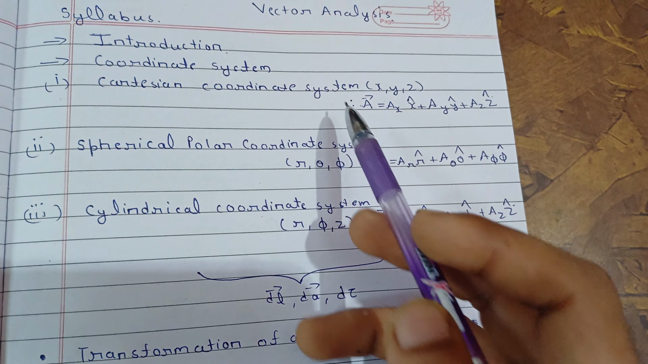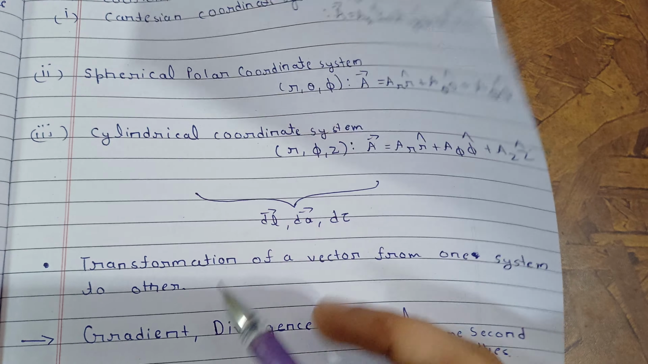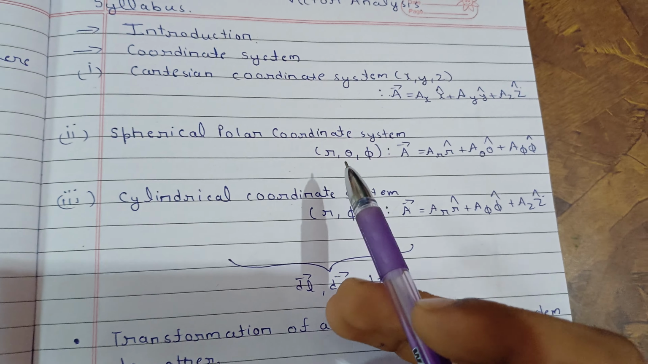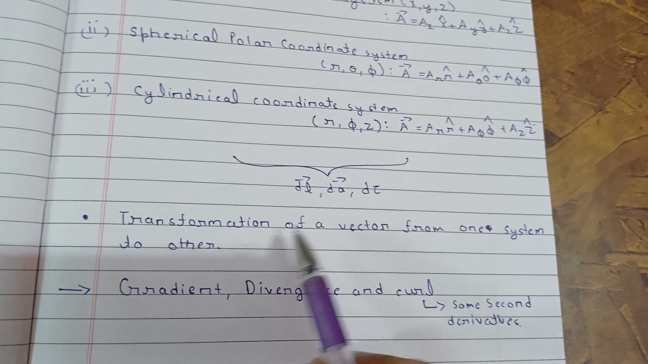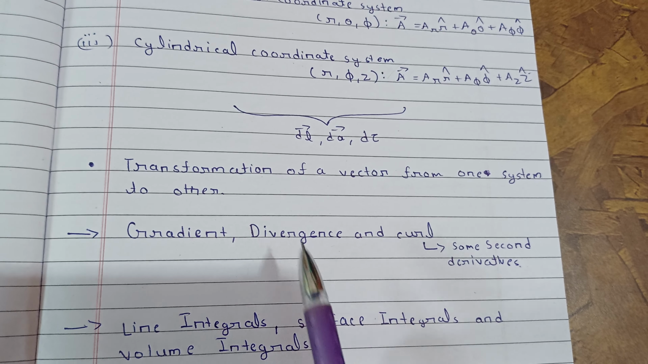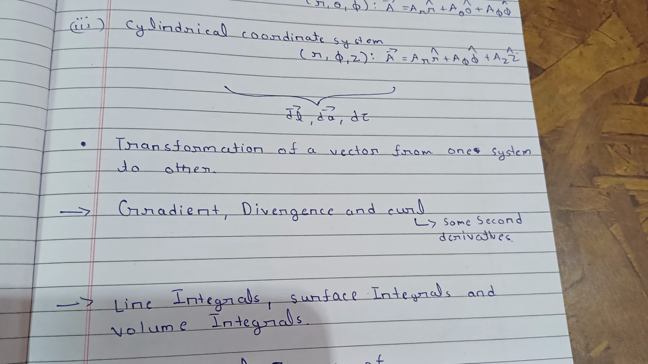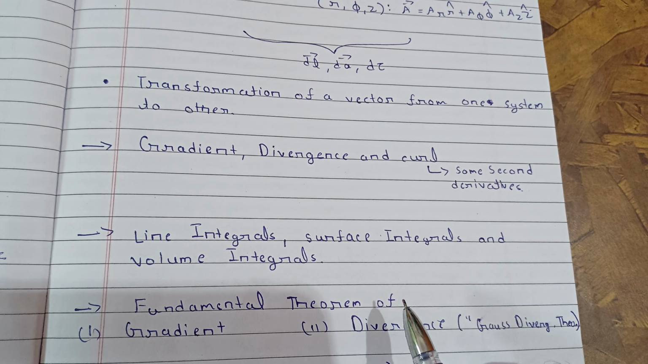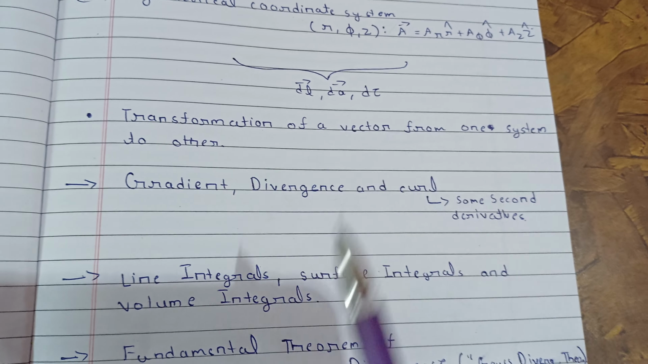And for all these three coordinate systems we will see the line element, area element, and volume element, and how we describe these elements in different coordinate systems. Then we will see how we can transform a vector from one coordinate system to another. Then we will see the gradient, how to calculate it, what divergence is, what curl is. Then some second derivatives of these. Then we will study in detail the line integrals, surface integrals, and volume integrals, because there you will need these small terms: line element, area element, and volume element.